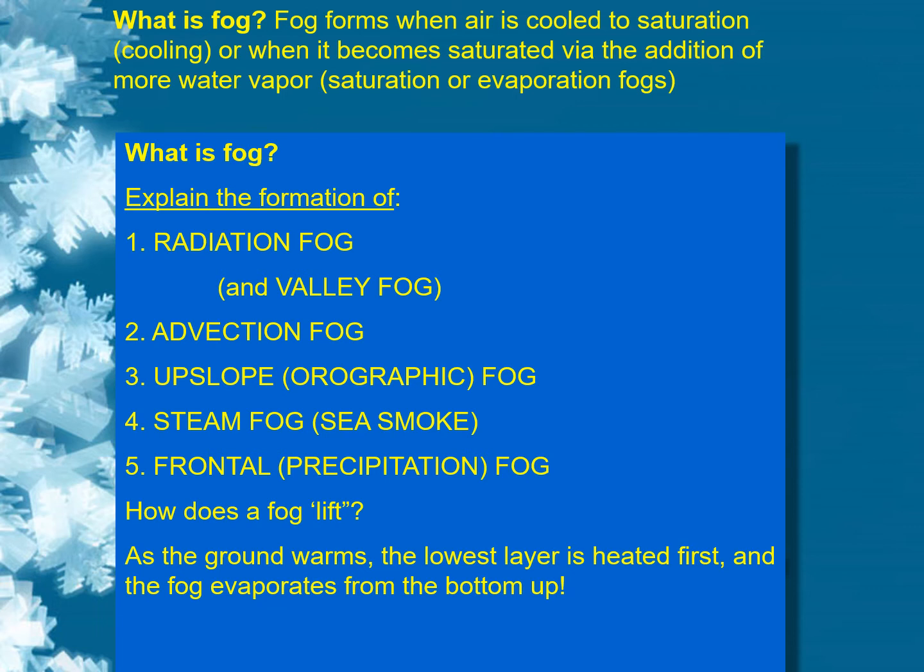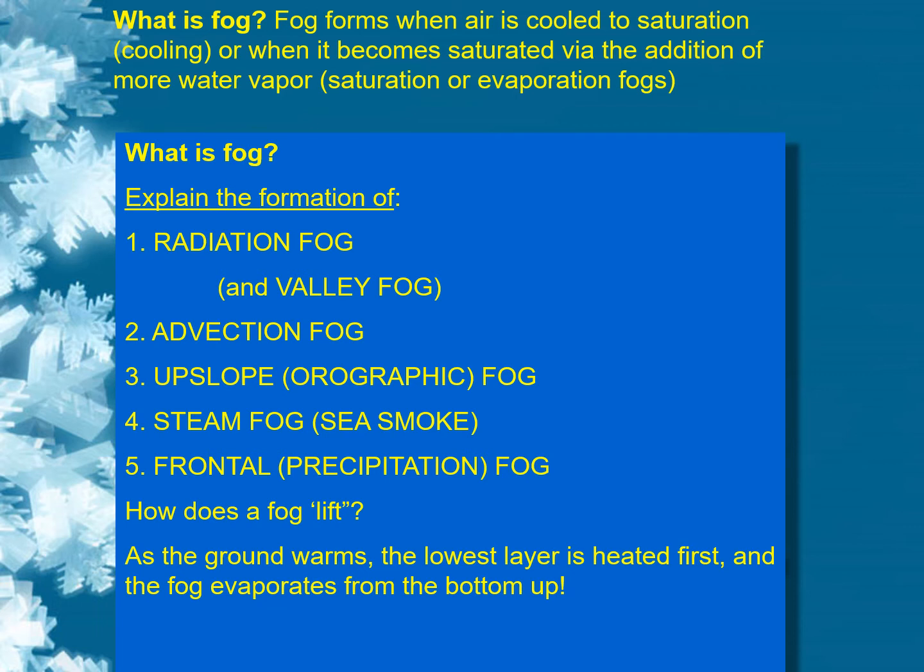Okay, so we're going to discuss radiation fog, valley fog being a type of radiation fog, advection fog, and upslope fog, also known as orographic fog in particular. Oh, there is a question here at the bottom. How does a fog lift? Pretty sure that's on your first exam.